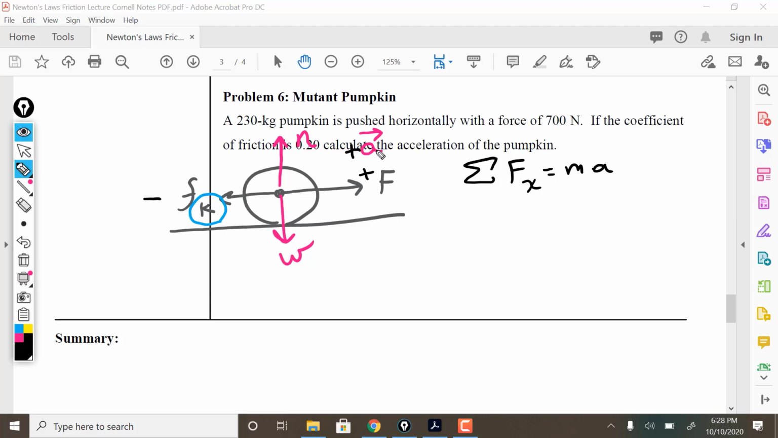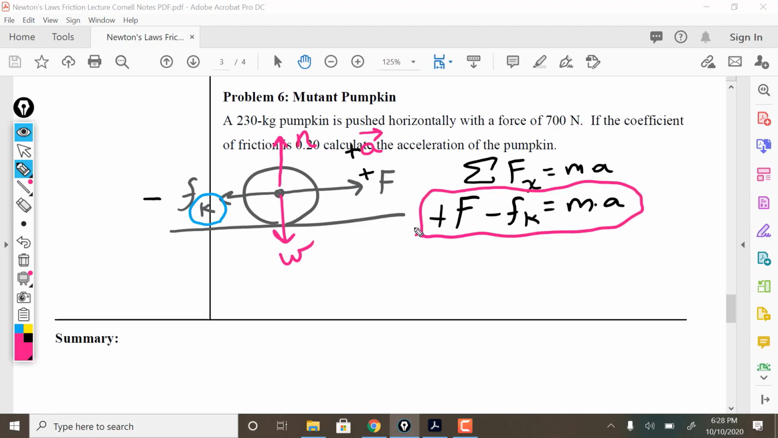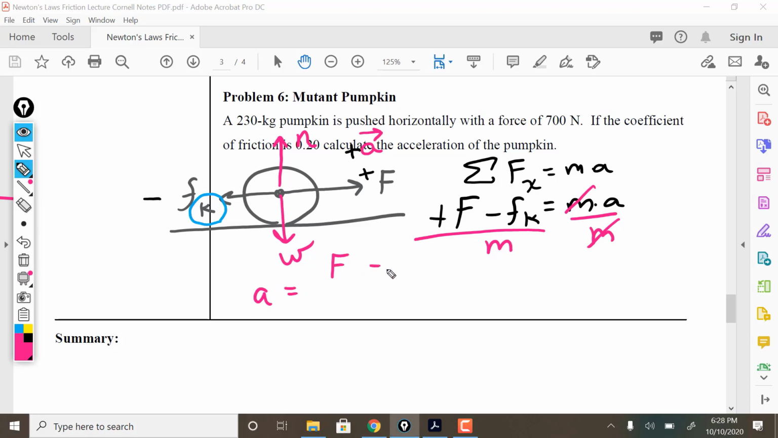So I have two forces. I have a positive force, capital F, and a minus kinetic friction going to the left. I think something that would be wise to do at this point, before we start plugging numbers in, is let's go ahead and solve for a by itself. Divide both sides by m, the entire thing by m, by the way. I get acceleration is big F minus friction divided by m.